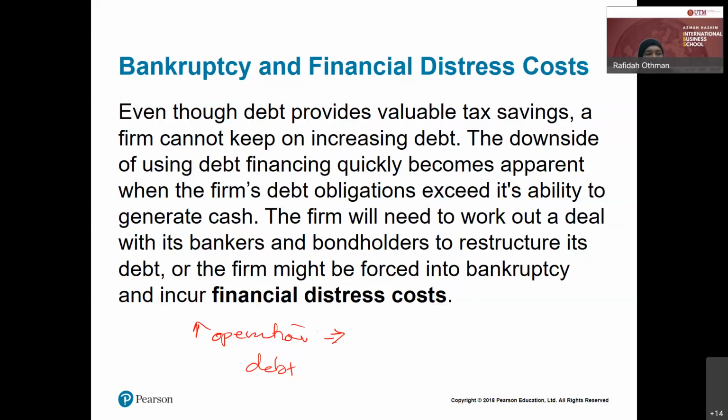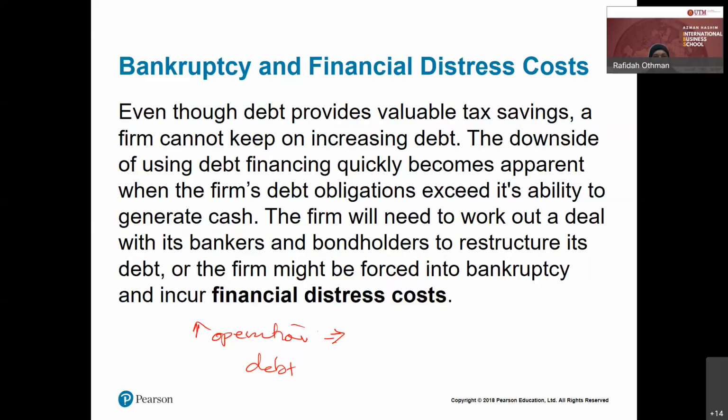So if you are unable to pay this interest, you have a chance, or a potential, to become bankrupt. If you are forced into bankruptcy, meaning that your assets have to be liquidated in order to pay the debt of the company.